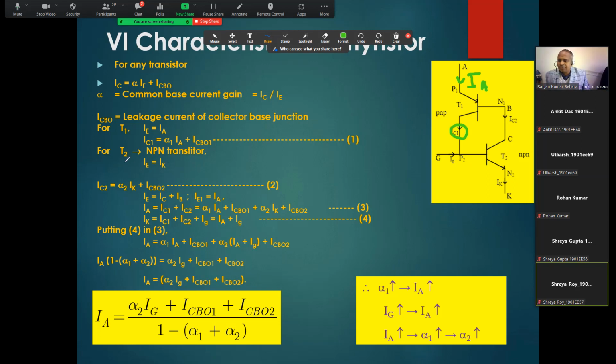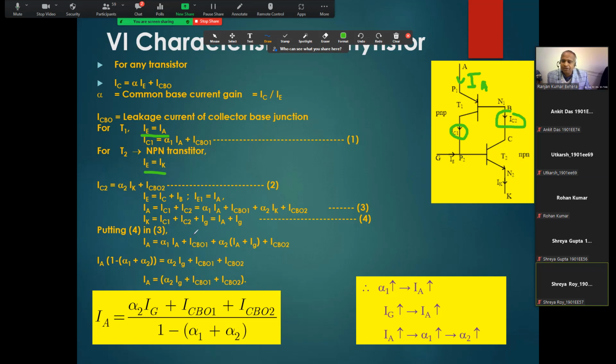So for the NPN transistor, T2, IE is equal to IK. You can see here, IE is equal to IA for PNP, and for NPN, IE is equal to your IK. Now similarly, IC2 is equal to alpha 2, the current gain of the transistor T2, times IE2, plus ICBO2, the leakage current of this one.